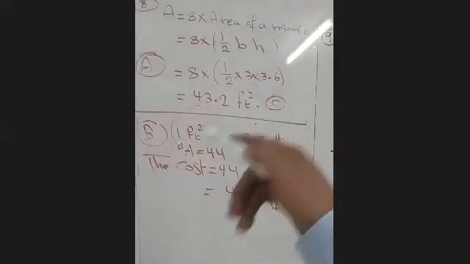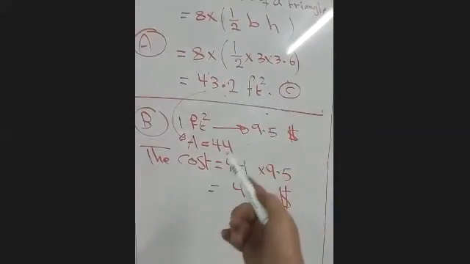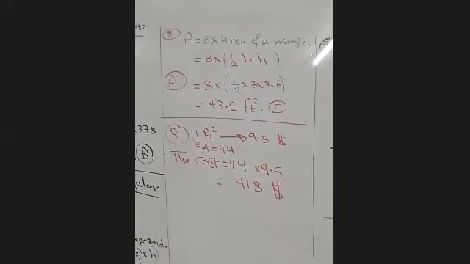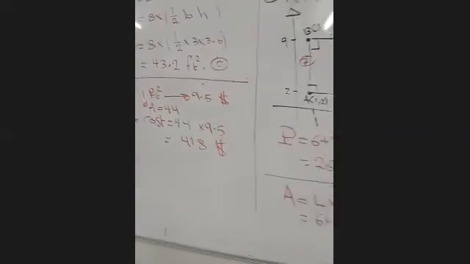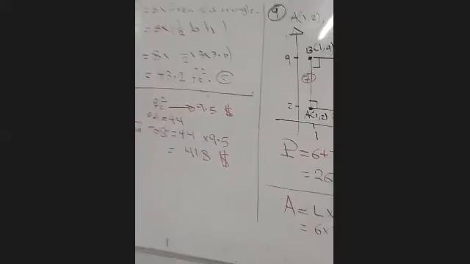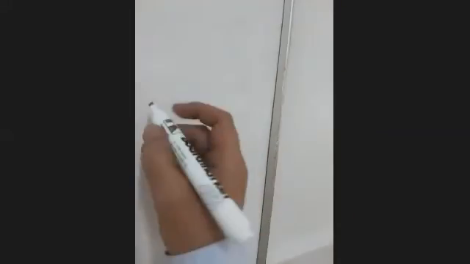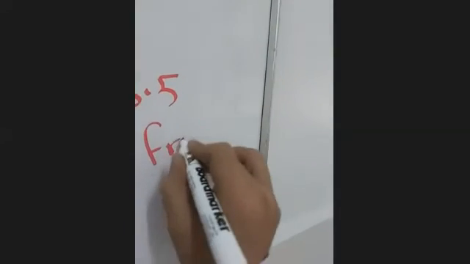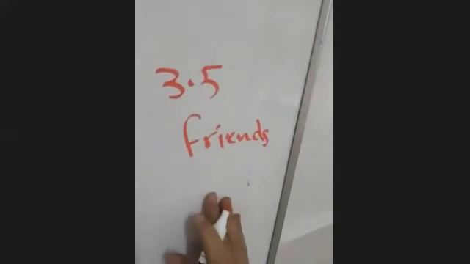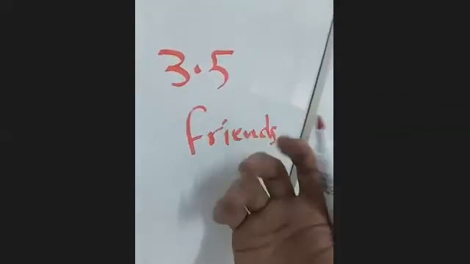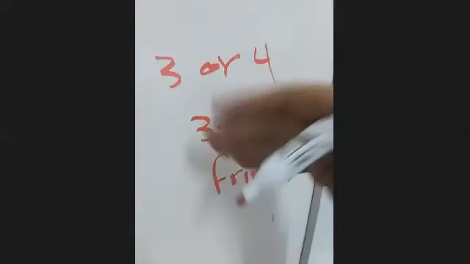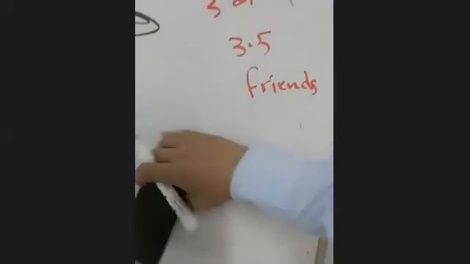To multiply with the given money, the answer is 418. But if you multiply 43.2 with the given money, it's also correct, but it does not make sense. For example, can you say that you have 3.5 friends? No. Sometimes numbers cannot make sense. You need to round them. You can say 3 or 4. You cannot divide people, right? Okay, thank you.